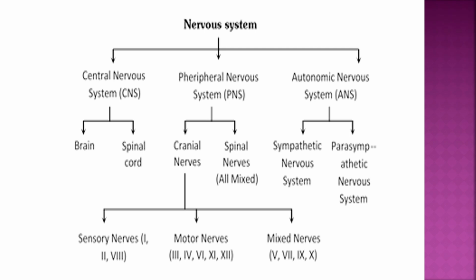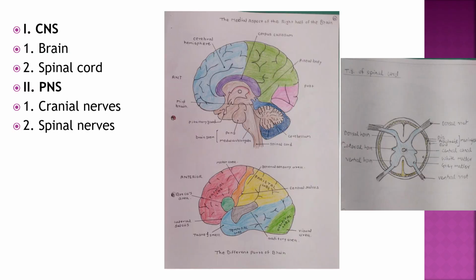The cranial nerves are of three types: sensory nerves, which are 1, 2 and 8 in number; motor nerves, which are 3, 4, 6, 11 and 12; and mixed nerves 5, 7, 9 and 10. So a total of 12 pairs of nerves are present in the cranial nerves, which arise from the brain. In this diagram you can see the central nervous system, which consists of brain and spinal cord, and the peripheral nervous system, which consists of cranial nerves and spinal nerves.